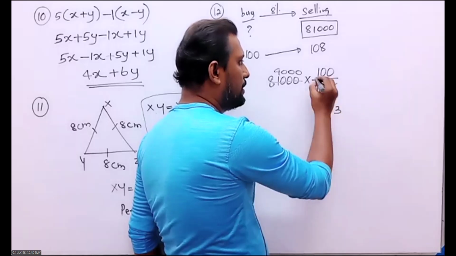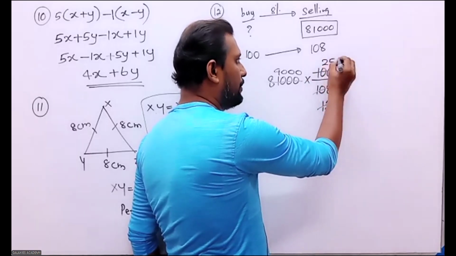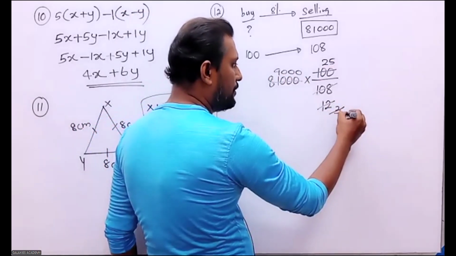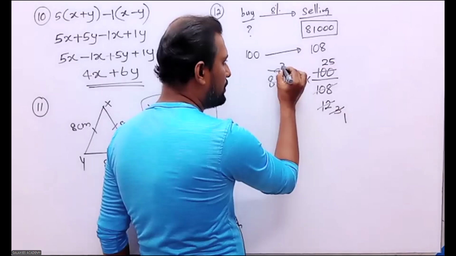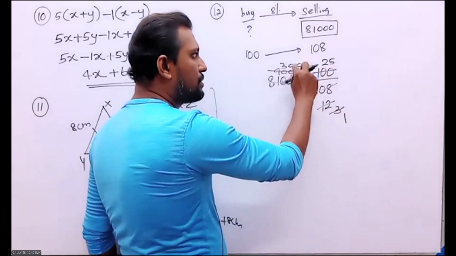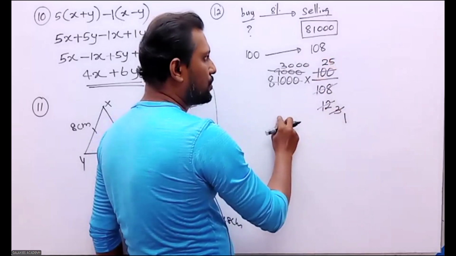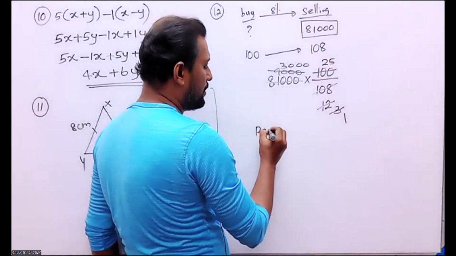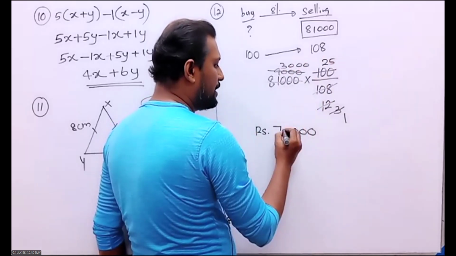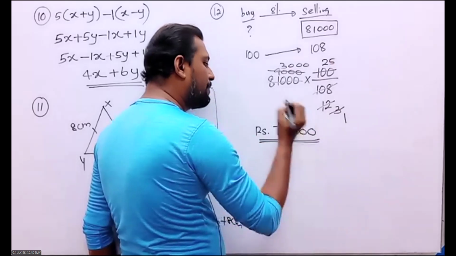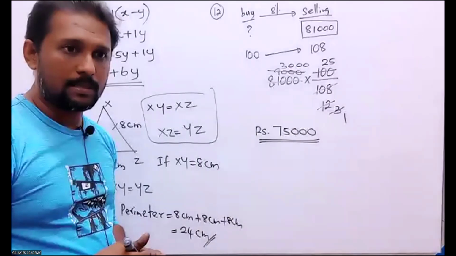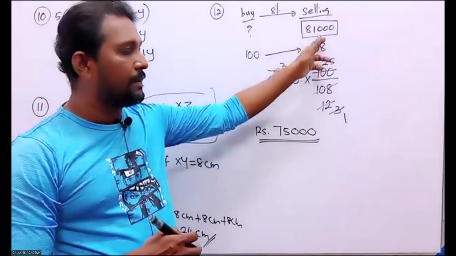Here 3, here 25. Then also 3 and 9,000, I can divide by 3, 3,000. Then 3,000 multiply 25. So what is the answer? 3 multiply 25, 75. So the buying price is 75,000 rupees. Selling price is 81,000 rupees.